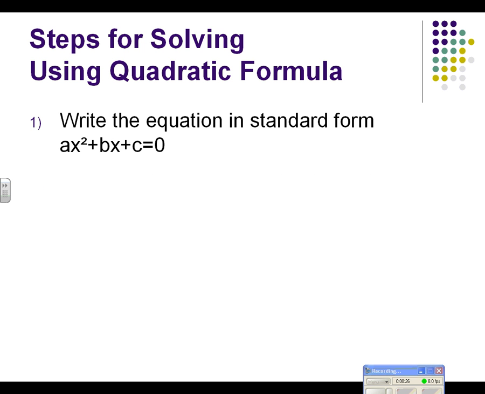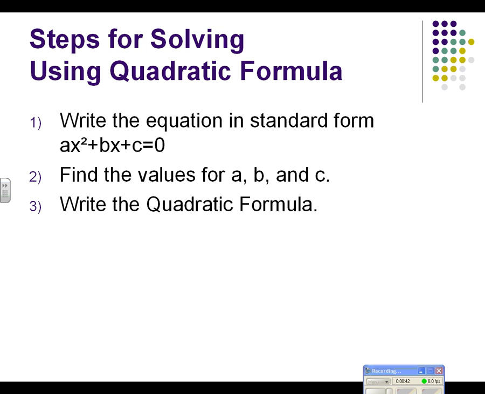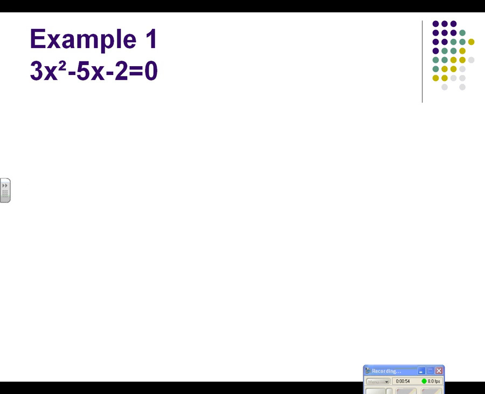The first step is to write your equation in standard form. You want to make sure you write in the form of ax squared plus bx plus c equals 0. Then you're going to identify your a, your b, and your c. Remember, a is the coefficient of x squared, b is the coefficient of x, and c is your constant. Then you're going to write your quadratic formula. Write the general form so you can get focused on the problem. Then you're going to substitute in your values for a, b, and c. Then you're going to simplify, follow the order of operations, and you'll have your solution for x.